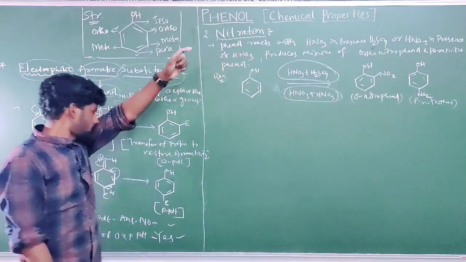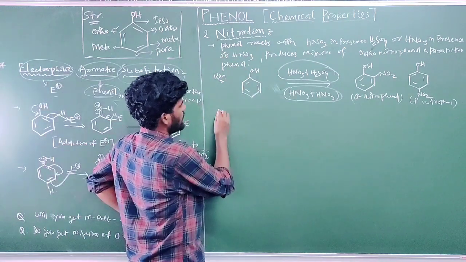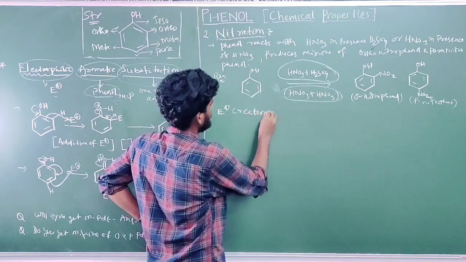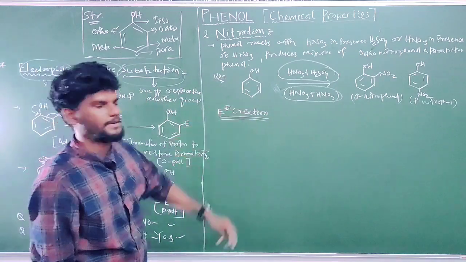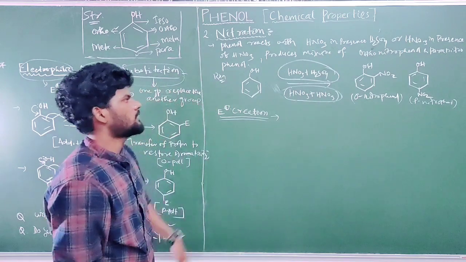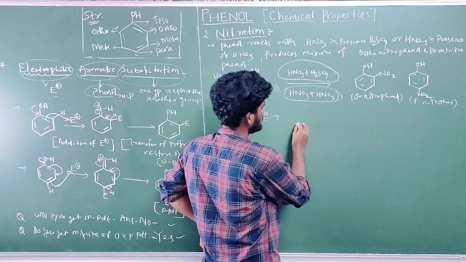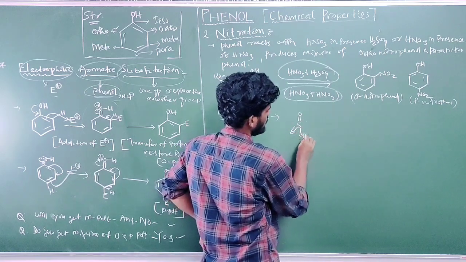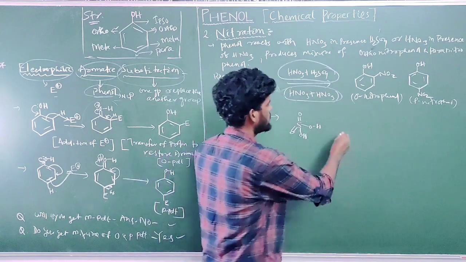The important step is, what is the important step I have said? The electrophile creation, E plus creation. How is the electrophile created from the reagents? Here you are using HNO3 in presence of H2SO4 or HNO3 in presence of HNO3. So first, HNO3 in presence of H2SO4. Write the structure of H2SO4, sulfuric acid: sulfur double bond O, OH and OH.